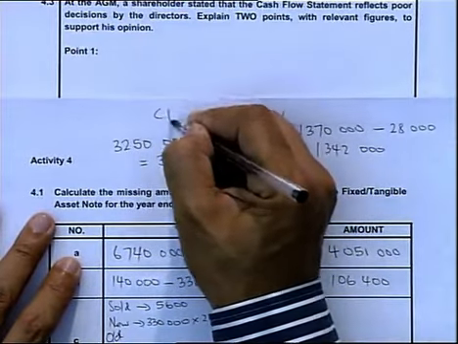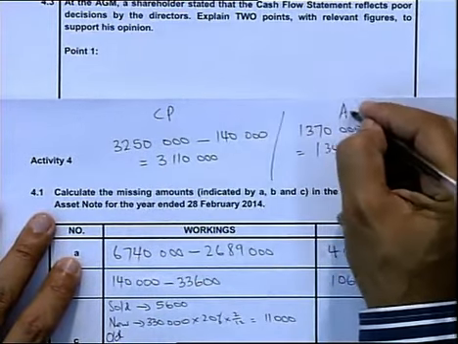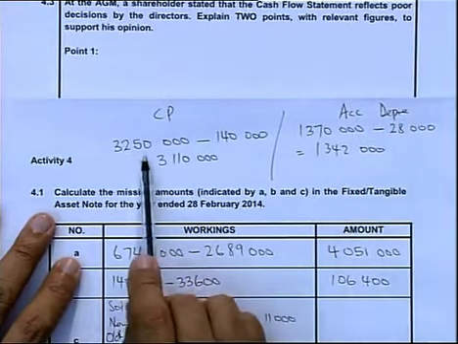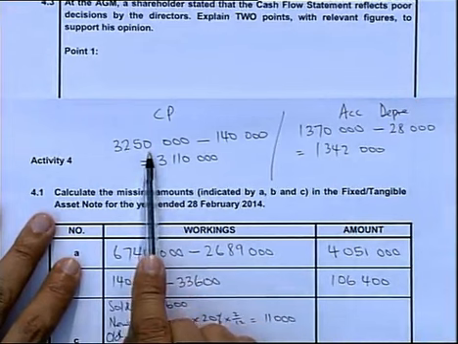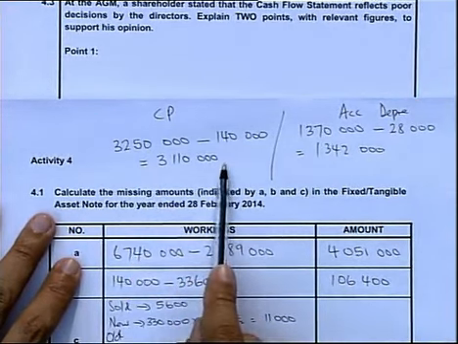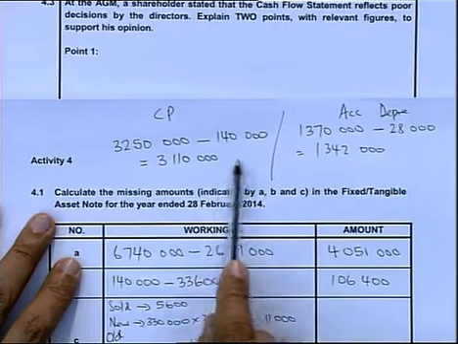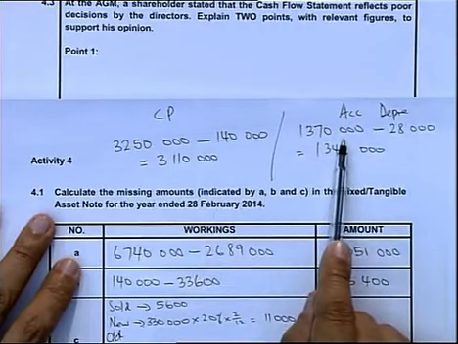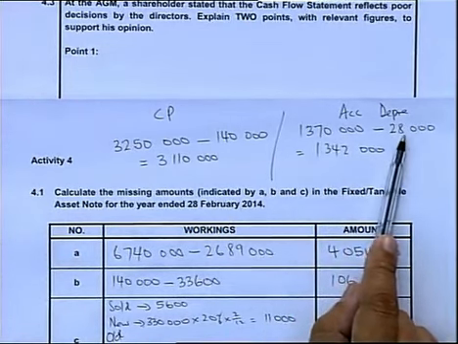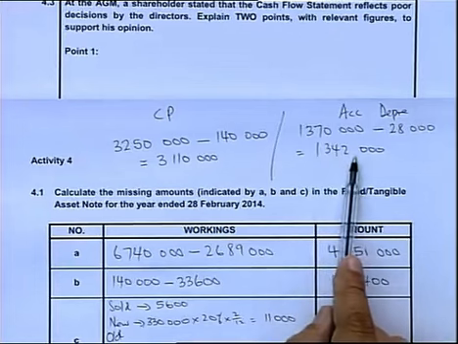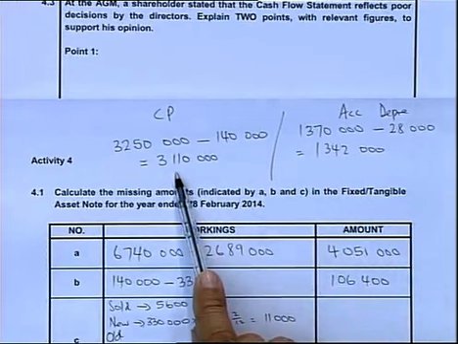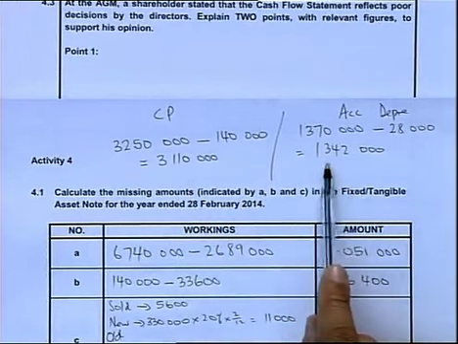This part is the cost price, and that part is the accumulated depreciation. That was the opening balance of all the vehicles minus the cost price of the vehicle that was sold. Then we have the cost price of the vehicles remaining. That was the opening balance of the accumulated minus the opening balance of the accumulated of the vehicle that is being sold, and that is the accumulated of the vehicle. So the 3 million vehicle has accumulated of 1,342,000.